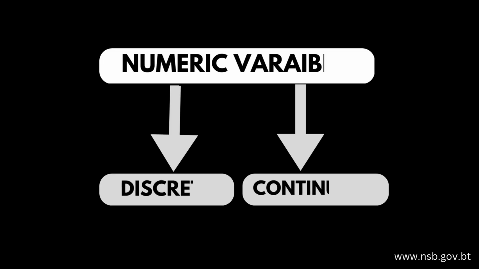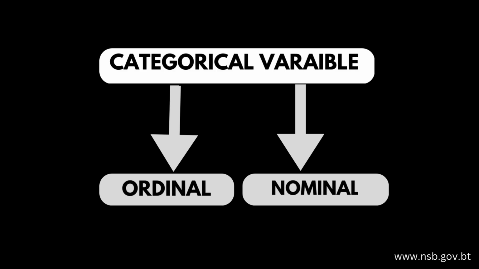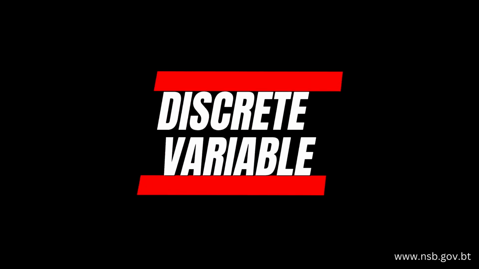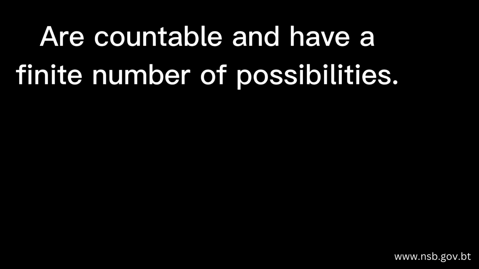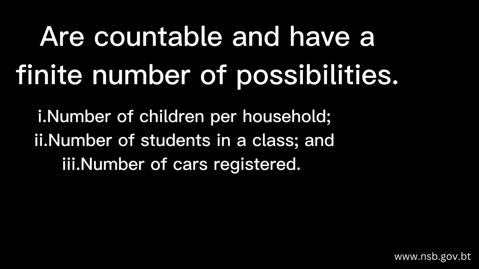Both numeric and categorical variables are further divided into two subcategories: discrete or continuous for numeric variables, and nominal or ordinal for categorical variables. Let's look at discrete variables first. Discrete variable is a variable for which the values it can take are countable and have a finite number of possibilities. Discrete variables are often represented by integers such as number of children per household, number of students in a class, and number of cars registered.